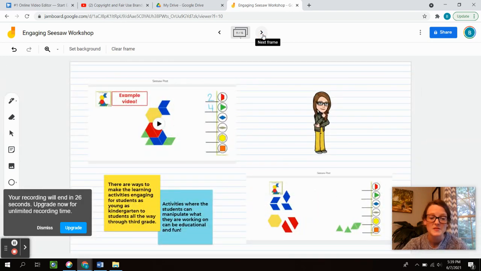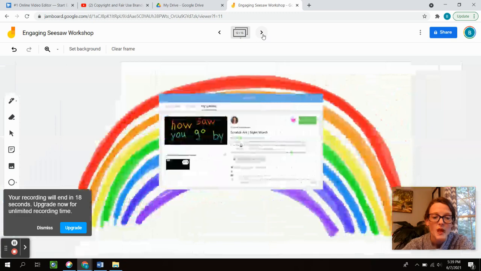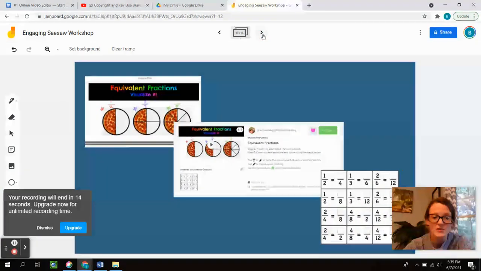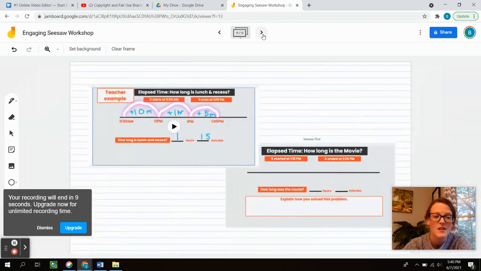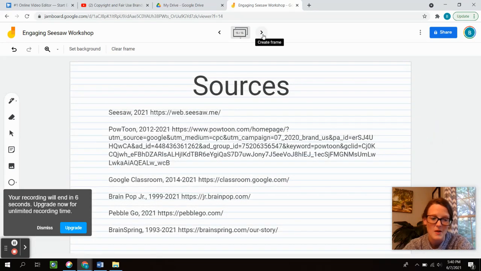Here we have shapes, so students are able to sort shapes and arrange them in different ways to make different creatures. Ways to do rainbow writing for students, keeping them engaged, ways to do pizza fractions with 3rd graders, and doing number line jumps here. These are my sources, and I hope we have fun.